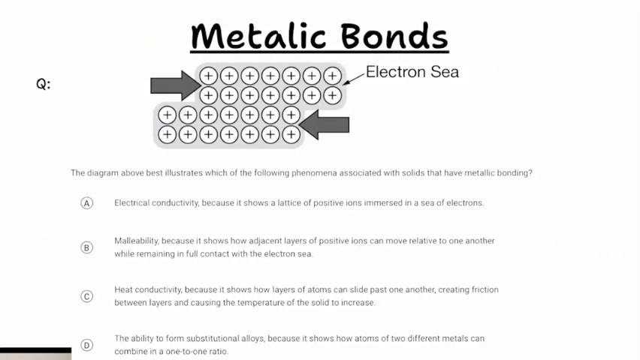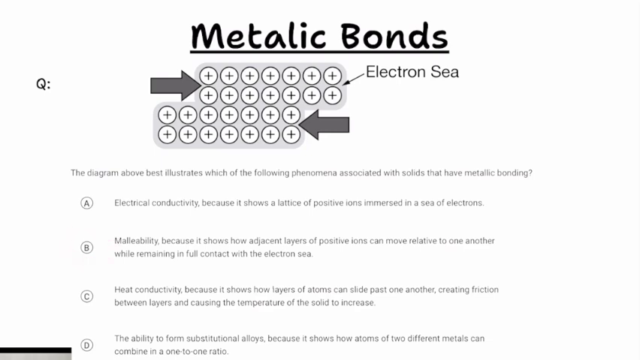Okay, the diagram above best illustrates which of the following phenomena associated with the solids that have metallic bonding. Obviously, it's applying the force on both sides. So someone is trying to stretch it. And this is either malleable or ductile, so it's going to be B.